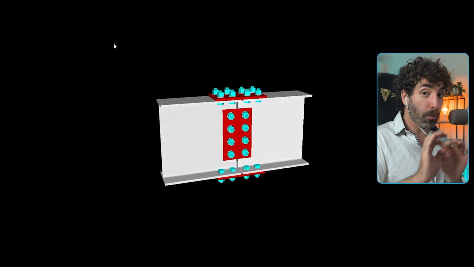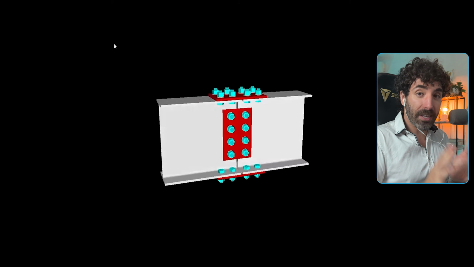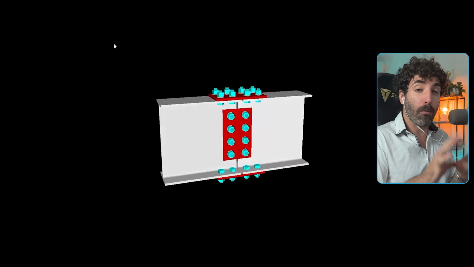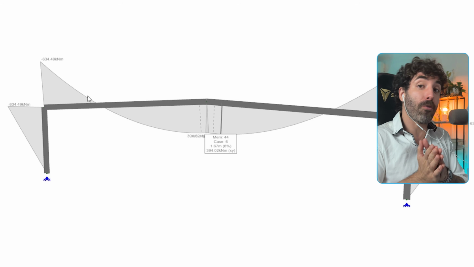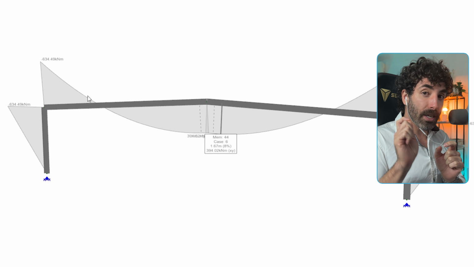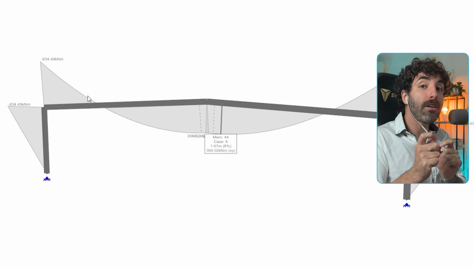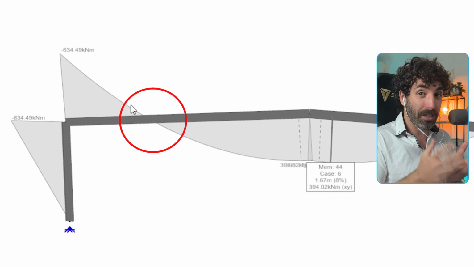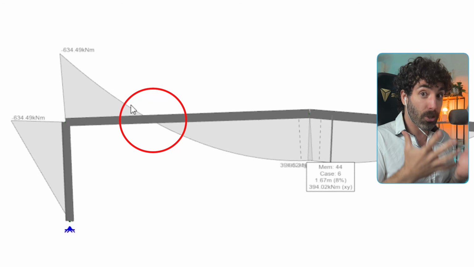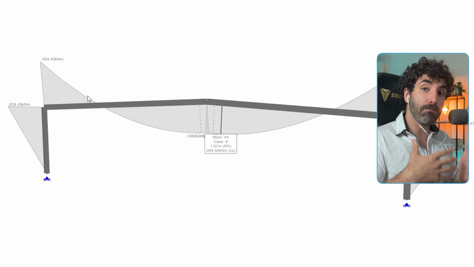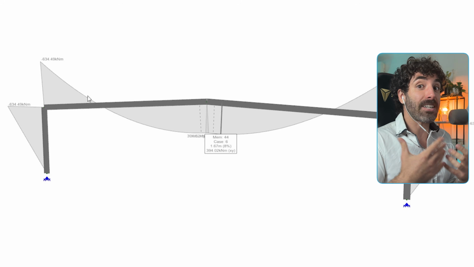You don't just put a splice anywhere. Ideally, you think about where the forces are more manageable. For example, in a portal frame rafter, a common good location to consider is near the point of contraflexure, where the bending moment is close to zero. This way you design the connection mostly for shear and axial forces.